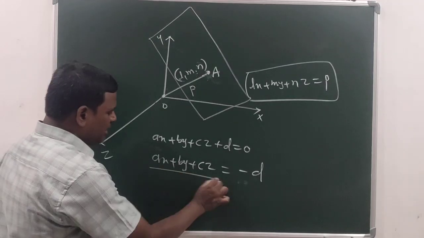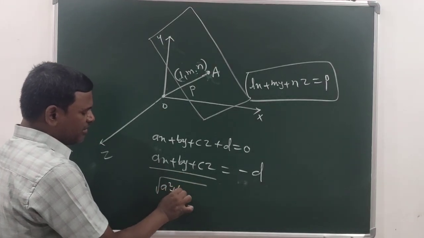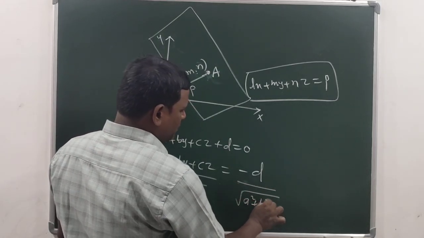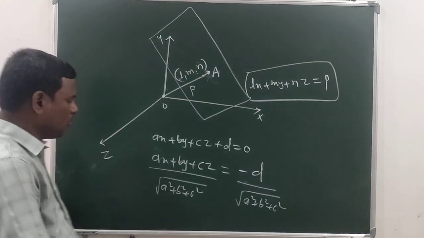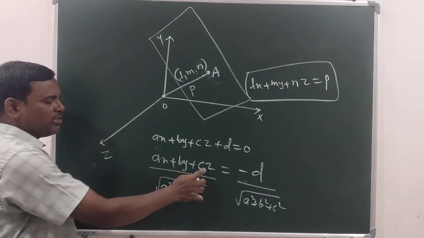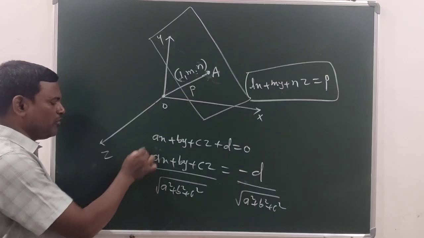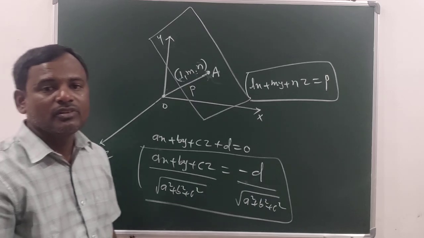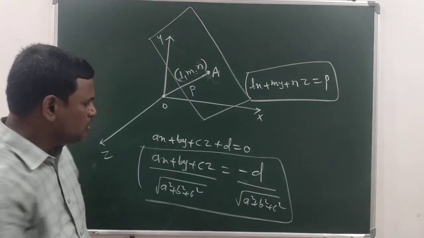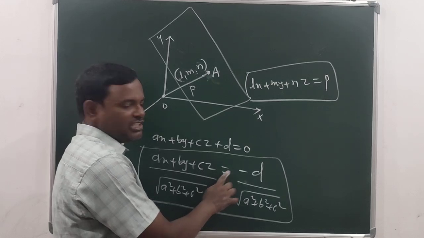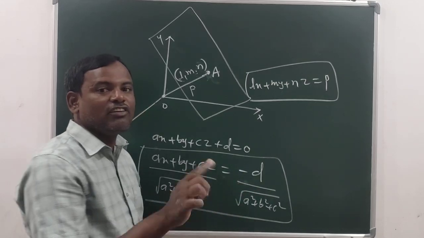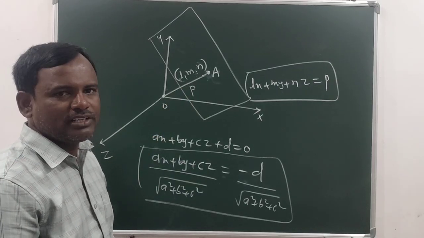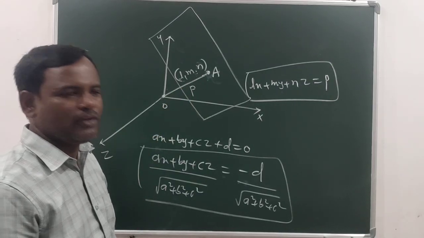So hereafter, divide both sides with A square plus B square plus C square, and A square plus B square plus C square. Now divide this denominator to these three terms separately. So if you express the plane equation like this, that will be called the normal form of the plane. So here the RHS of this equal, whichever quantity is there, that will be the perpendicular distance from the origin to the plane. Okay, students, this is called the normal form of a plane.